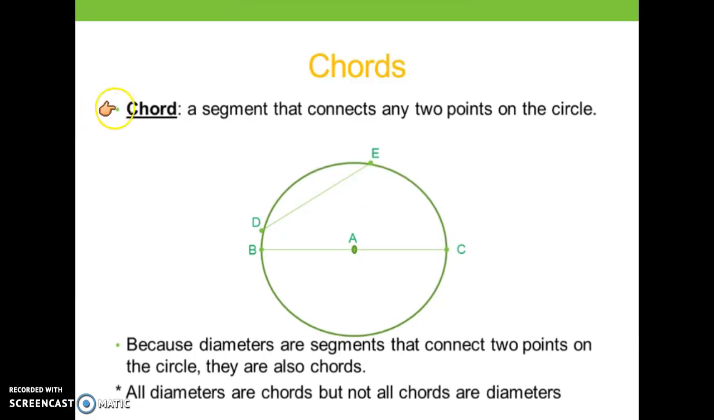Now, some new terms. Chord. A chord is a segment that connects any 2 points on the circle. So in this example, we have 2 chords shown, DE and BC. Because diameters are segments that connect 2 points on a circle, they are also chords. So a diameter is a special type of chord because it goes through the center. All diameters are chords, but not all chords are diameters. So DE is a chord, but it's not a diameter because, again, it doesn't go through the center. So any segment that connects 2 points on the circle is considered a chord.